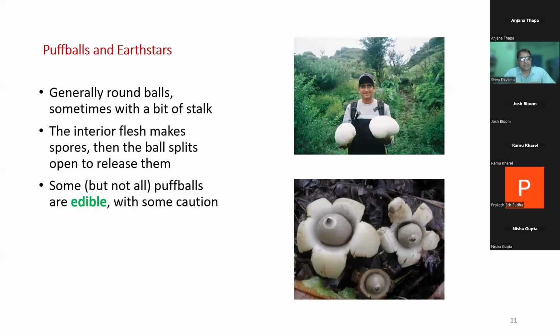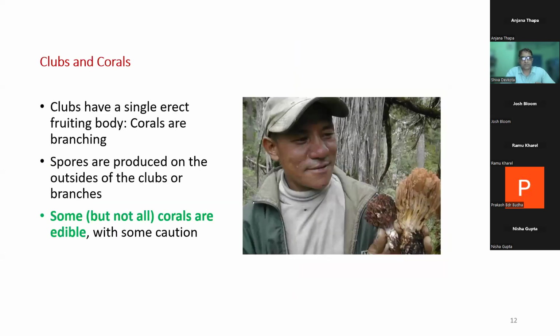Apart from that, of course, puffballs. Dr. Bloom said, these are the puffballs which I found in the Annapurna region. These kinds of puffballs are normally edible, and there are some mushrooms of this kind that are twice edible or not edible, but normally they are not poisonous mushrooms. And you see the earth star. This is also not a poisonous mushroom.